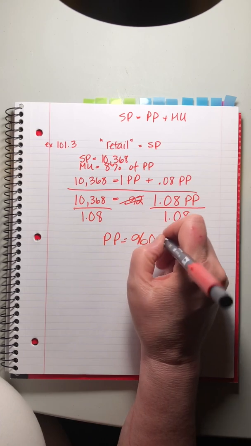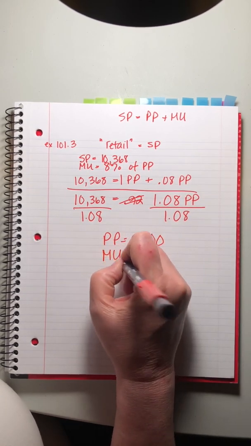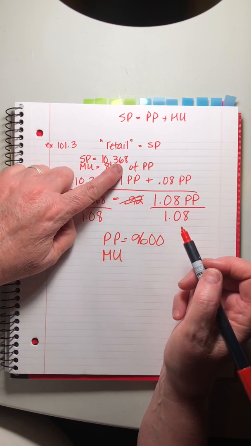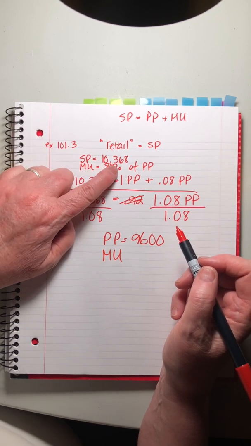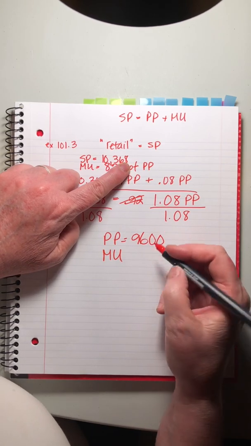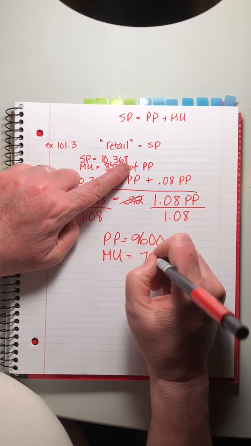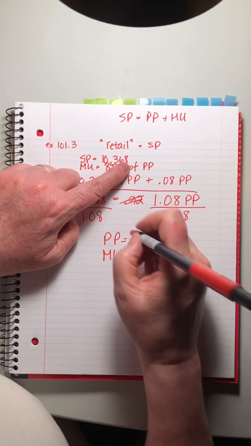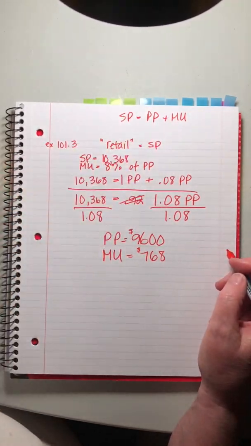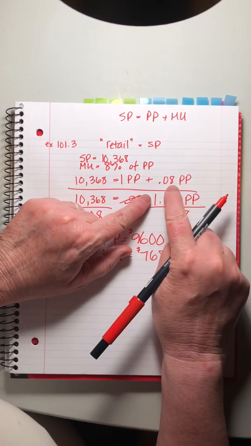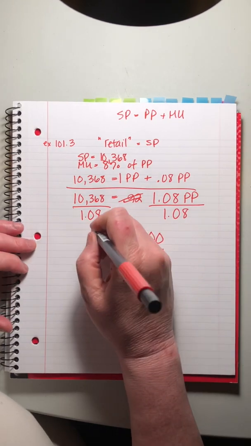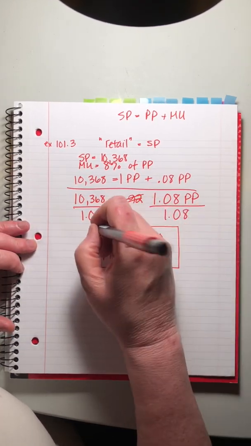$9,600. And the markup, we can just subtract 10,368 minus that equals $768. Right? The easiest way to find the markup is just to subtract. It should work if you multiply. If you multiplied 0.08 times the purchase price, but that sounds like too much work for me. I'm going to trust John. We did it the other times.